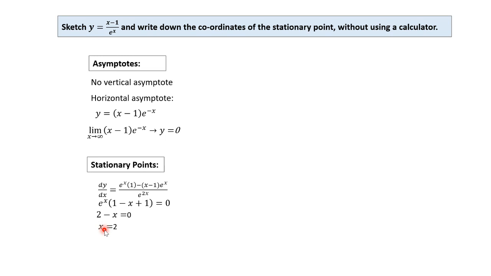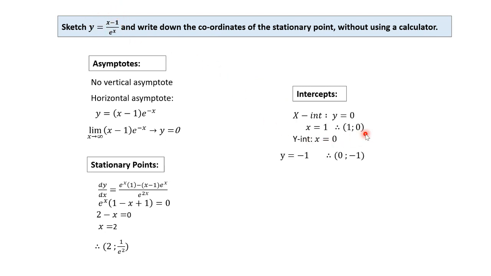What do I do to that value? I then sub it back into my original, and I get my stationary point of (2, 1 over e squared). It said without using a calculator, so I leave my y value in terms of e. All right, then the next thing after asymptotes and stationary points is intercepts. So the x-intercept, I look at the numerator here, and it's going to be x equals 1. So it's going to be (1, 0). My y-intercept, I put x equals 0, so I'm going to have minus 1. Remember, e to the 0 is 1. Minus 1 over 1 is negative 1, and so I've got (0, negative 1).